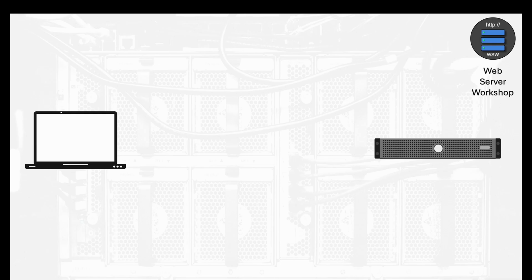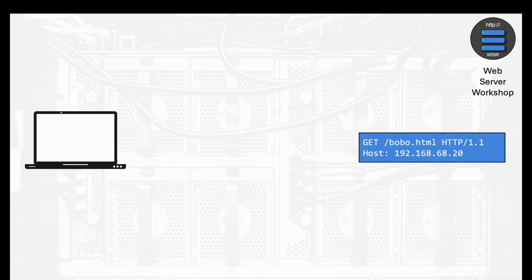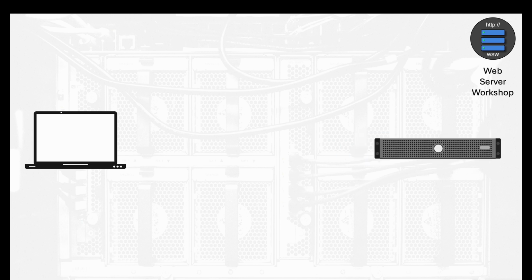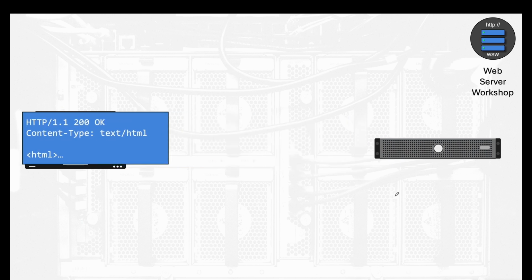To load this page when we click on the link, the browser first creates a request for the bobo.html file. The request is sent to the server, who would then look at the files inside the document root folder, which happens to be var www.html, and a response packet with the HTML would be sent back.